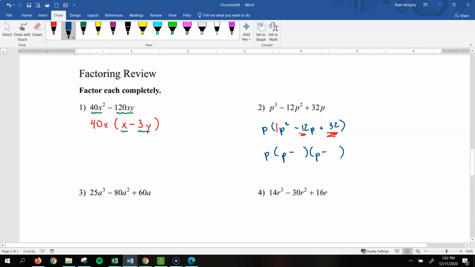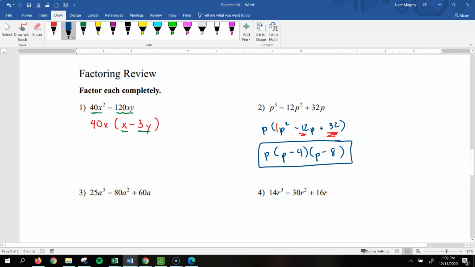Now, have you come up with what two factors multiply together to be a positive 32 and add together to be negative 12? Well, hopefully you're thinking negative 4 and negative 8. So negative 4 times negative 8 is positive 32, and negative 4 plus negative 8 is negative 12. So that would be the factored form for number 2.